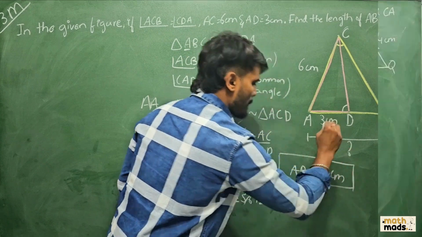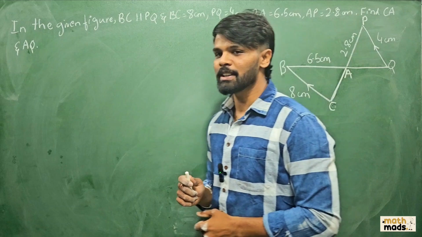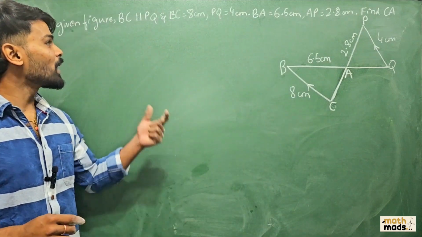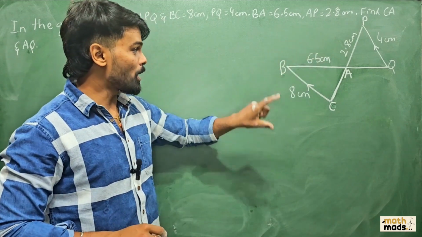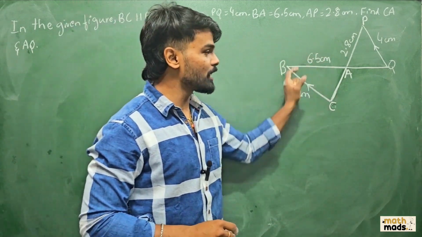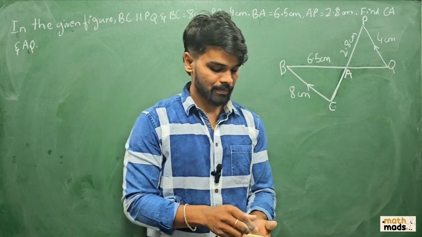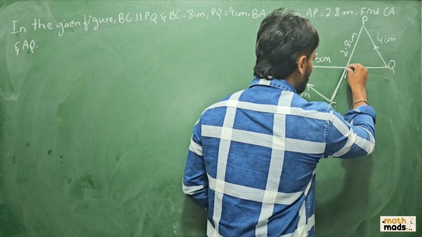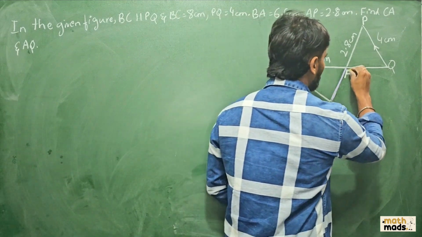So now let's solve the second problem. In the given figure, BC is parallel to PQ. BC is equal to 8 centimeter, PQ is 4, BA is 6.5, AP is 2.8. To avoid time constraint, I have just filled it for you in the diagram. We have to find CA and AQ. So which are the two sides we have to find? We have to find CA, this side, and we have to find AQ.